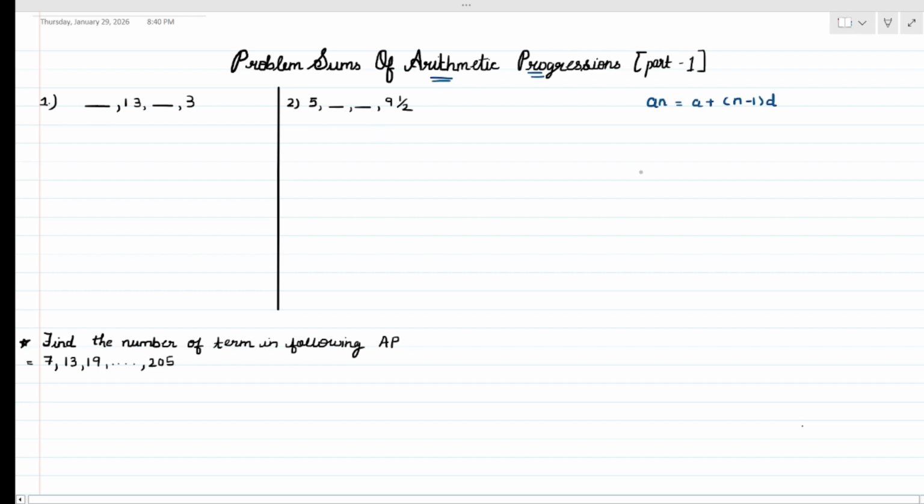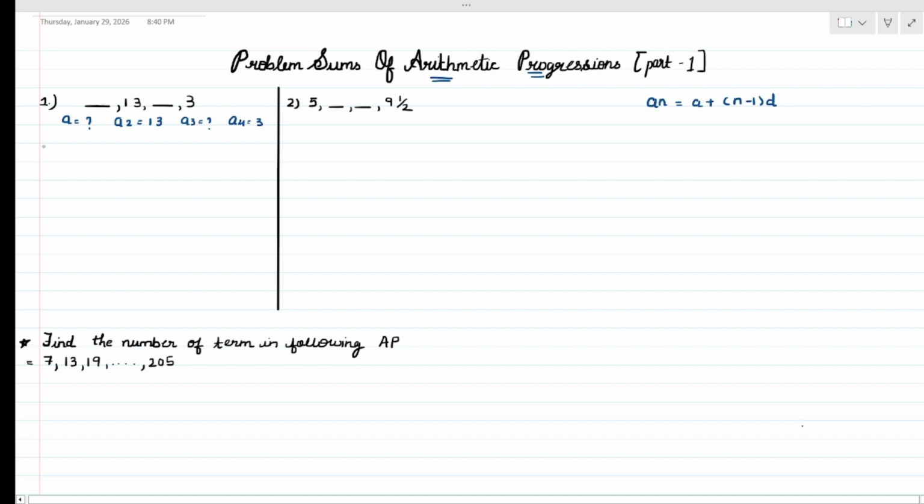So without any further ado, let's concentrate on our first sum. As given here, our first sum says -, 13, -, 3. That means a is missing over here, a is not given. A2 is given, which is 13. A3 is again missing, and A4 over here is 3. So we are given two terms, A2 and A4, and we need to find A and A3. So how will you find it out?